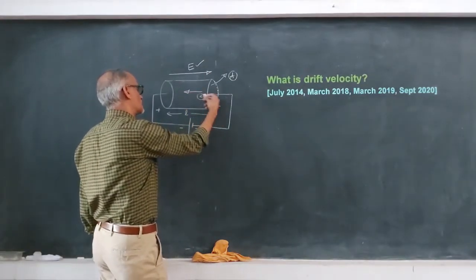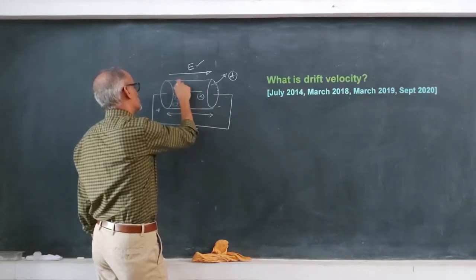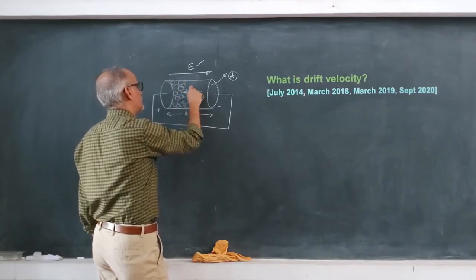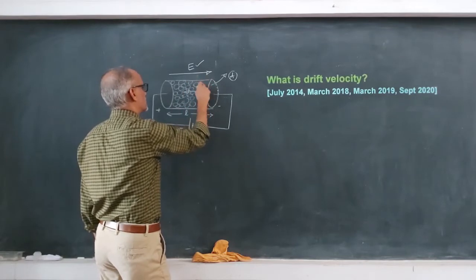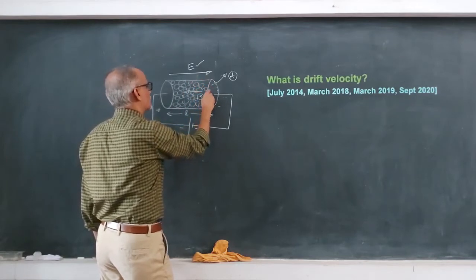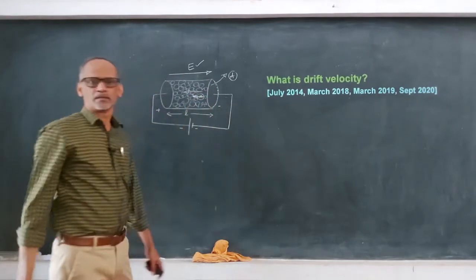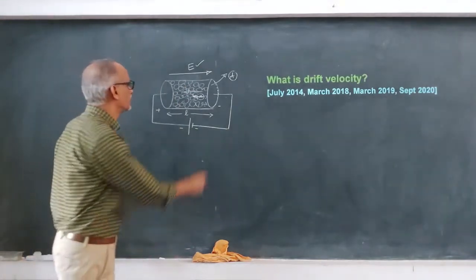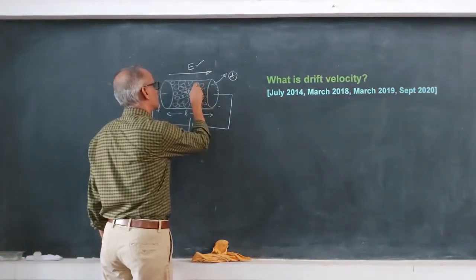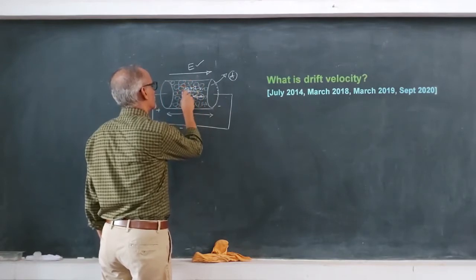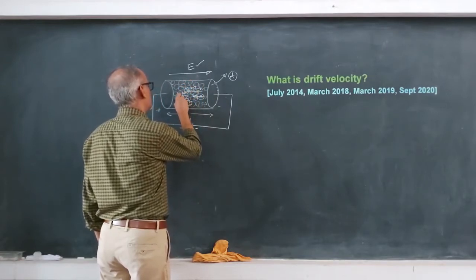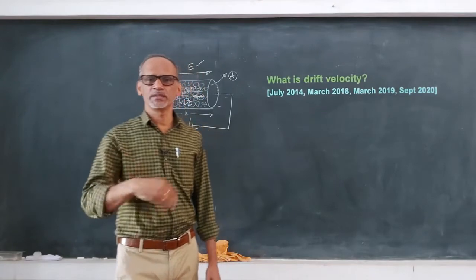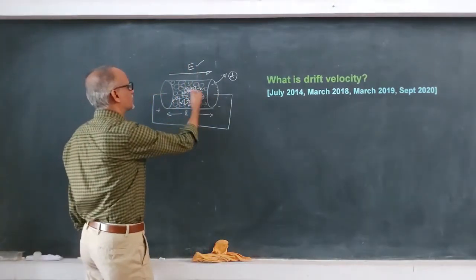Now, as the electron moves, this is a conductor, so it is dense matter. There are plenty of very closely packed atoms. So as the electron moves through the conductor, it will collide with the other atoms or electrons, and due to collision its path continuously changes, and then finally it reaches the other end. So there is a change in the direction and in the velocity of the electron as it moves from one end to the other.